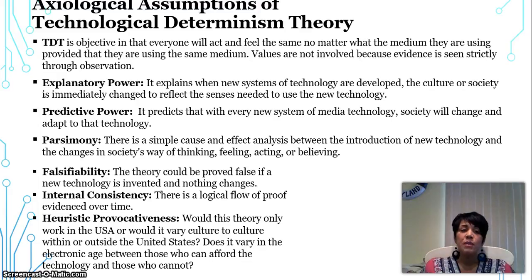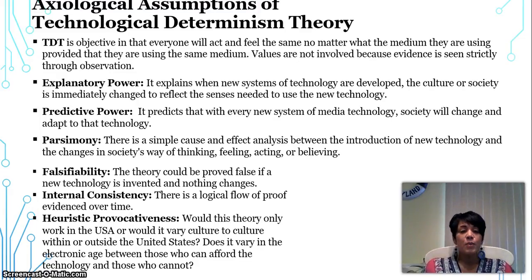So he looked at explanatory power, which explains when the new systems of technology are developed, the culture of society is immediately changed to reflect the senses needed to use that new technology. Predictive power is when every new system of media technology, society will change and adapt to that technology. Parsimony, this is a simple cause and effect analysis between the introduction of the new technology and the changes in society's way of thinking, feeling, acting, or believing.